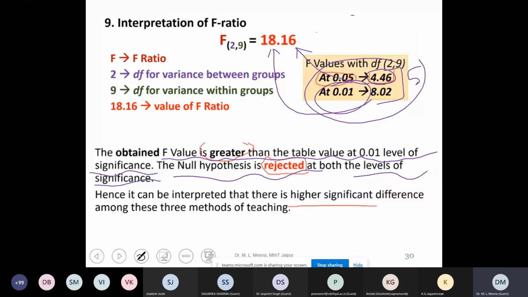And in general, we know that there is a highly significant difference between teaching methods. If students learn only from classes, it is better as compared to other methods, like if students have discussion, question answers. So this is the one example for one-way ANOVA.